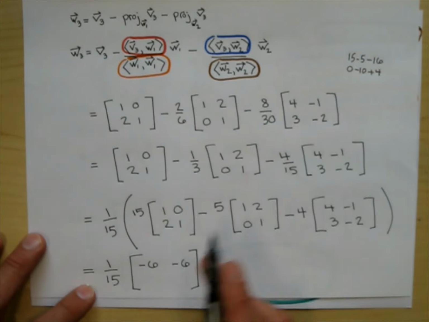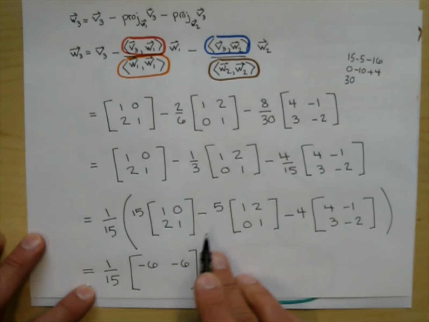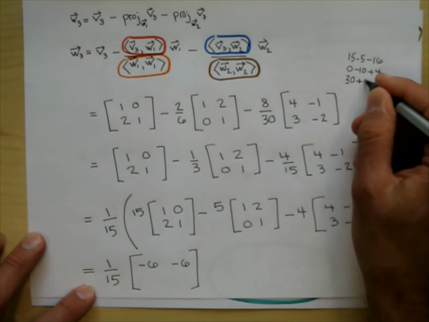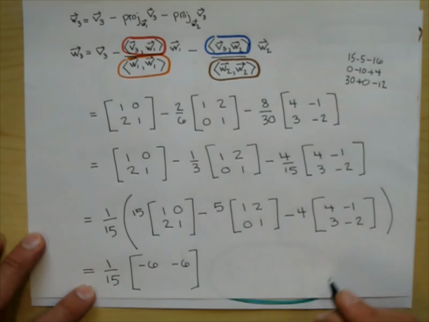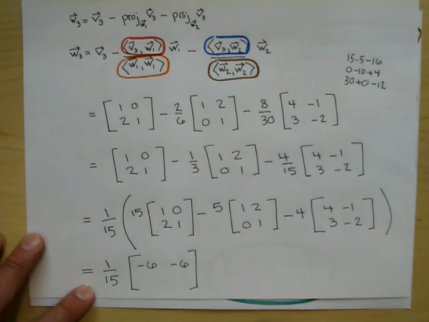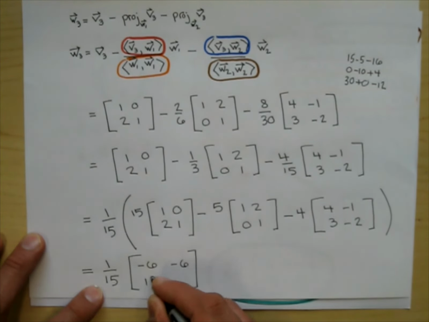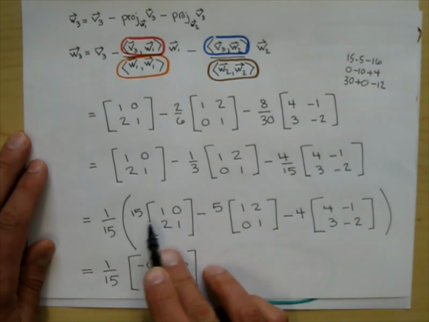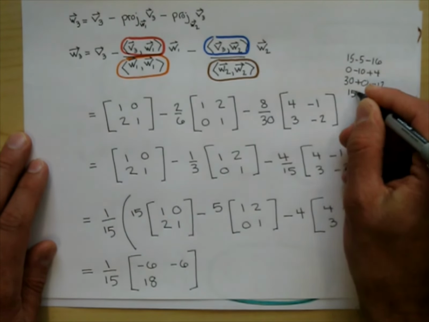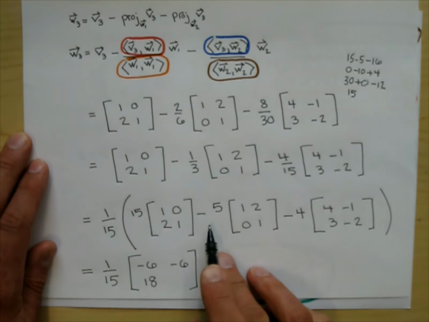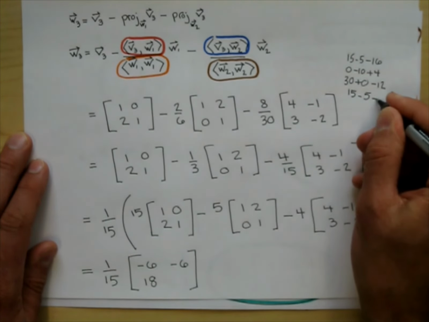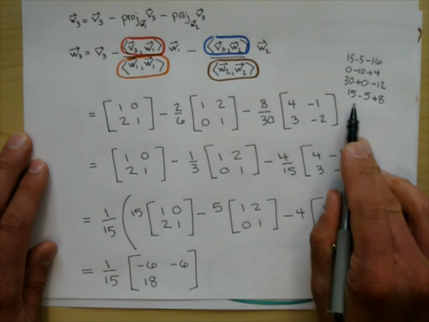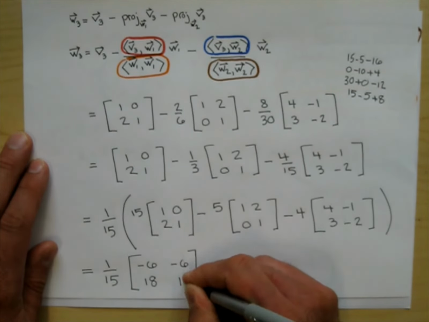And then on the bottom I have 30. That's a 0 and minus 12. So 30 minus 12, I think that's 18. And then the last one is 15 minus 5 plus 8. So this looks like it's 18 again.